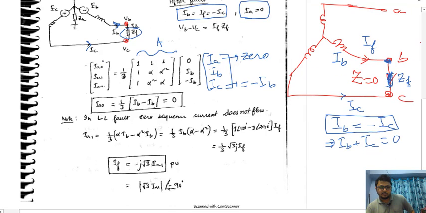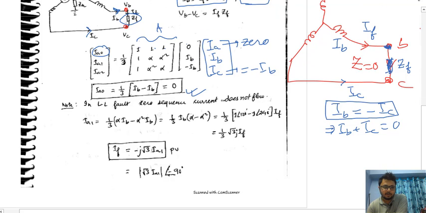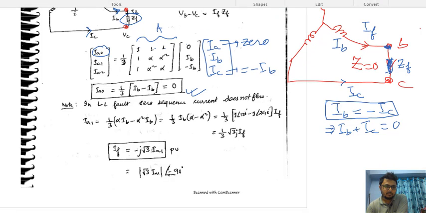Now if you simplify the value of the zero sequence current IA0, it is just matrix multiplication: 1 by 3 of this row into this column. You will get IA0 equal to 0, that is, 1 into 0 plus 1 into IB plus 1 into minus IB. So IB minus IB is 0. Remember, this point is very important. You should note it down.